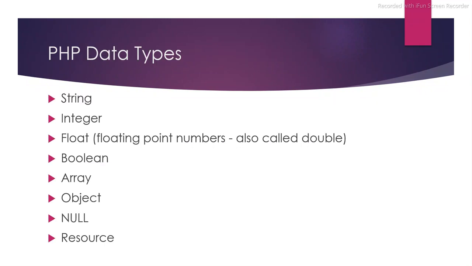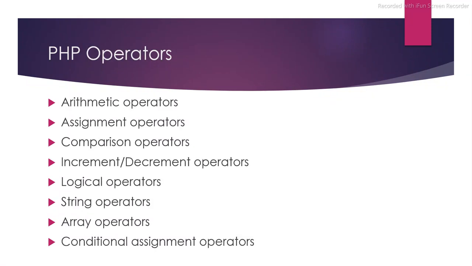Okay, next, what are the data types we have? We have almost all standard data types: string, integer, float, and boolean. Boolean is true or false, and then array, object, null, resource. So these are the standard data types you will have. Then again operators, all these things are common for all the languages. Here, nothing to discuss much.